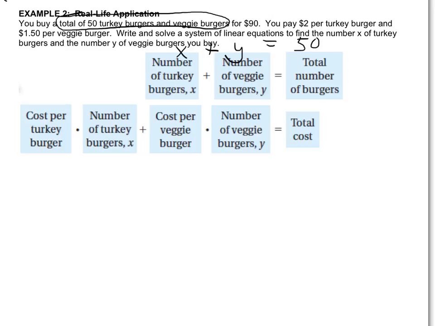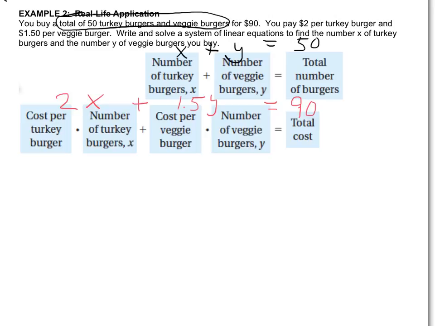The second equation that we're looking at is that we bought a total cost of $90. We pay $2 per turkey burger. We don't know how many turkey burgers there are, so it's 2x. And we paid $1.50 for the veggie burgers, and again, we don't know how many of those there are, but we know that our cost in total was the 90. So here are our two equations.